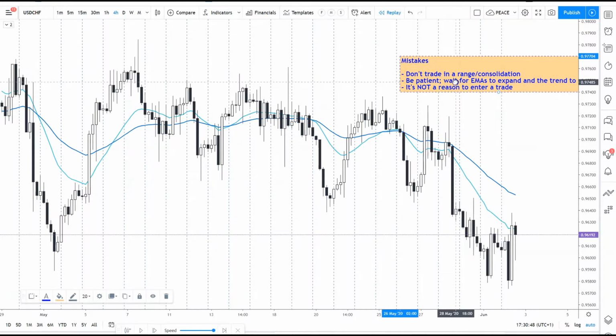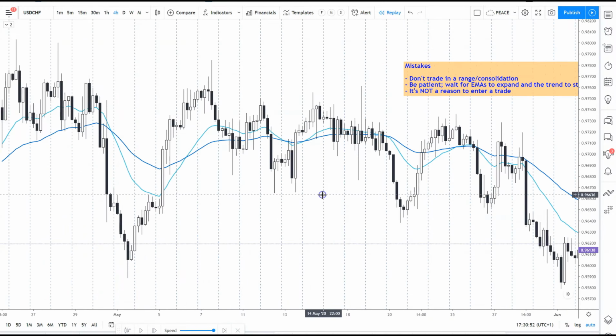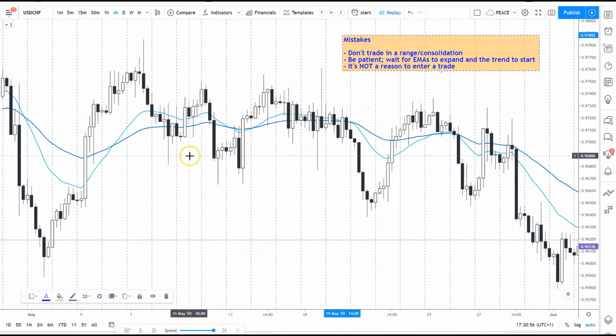So here are the main mistakes that many traders make with moving averages. The first mistake is trading in a range and consolidation. When you have market movement where the moving averages are all in this sort of spaghetti fashion, crossing over, you do not want to trade that, because that is a ranging, consolidating market that will not move very far.